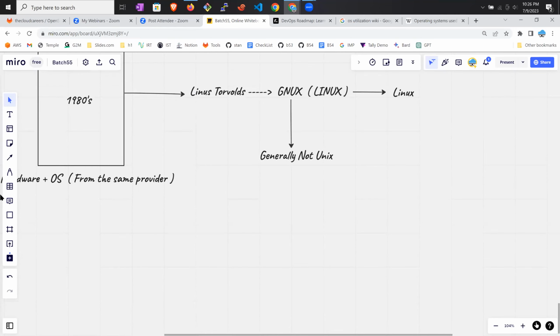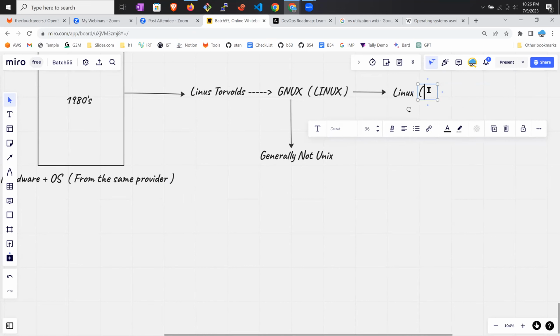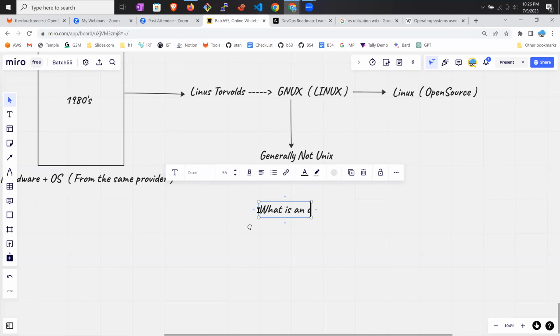I'll ask you another question. Linux is open source. What is open source? Anyone would like to answer? Code will be available for everyone. Like they can update the code anytime, and it is non-chargeable. Okay, let's try to take the poll. What is an open source software?